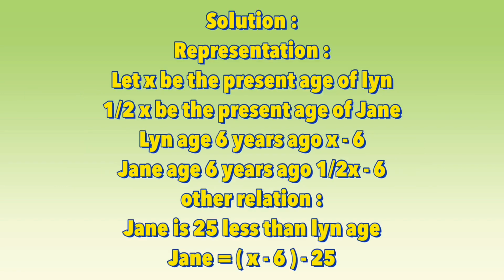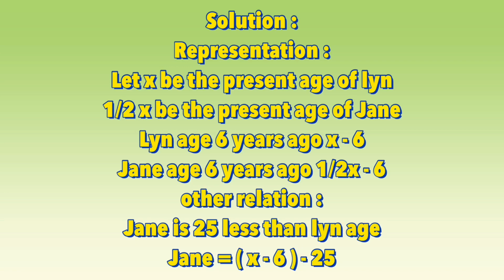So, for our solution, we also need a representation to determine who is the x. Okay, let x be the present age of Lynn, and 1/2 x be the present age of Jane. Lynn's age 6 years ago is x minus 6. We're going to subtract if it is asking for the past or ago. Jane's age 6 years ago is 1/2 x minus 6.